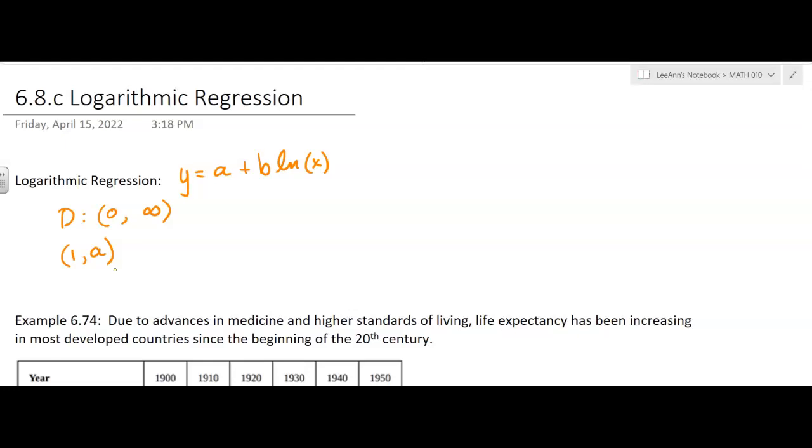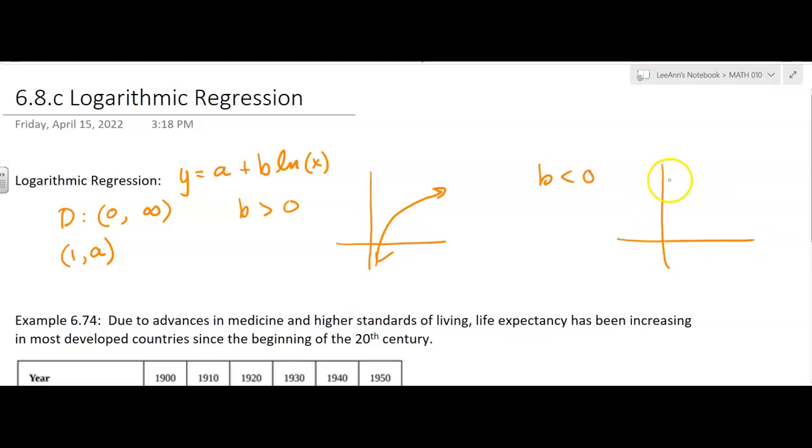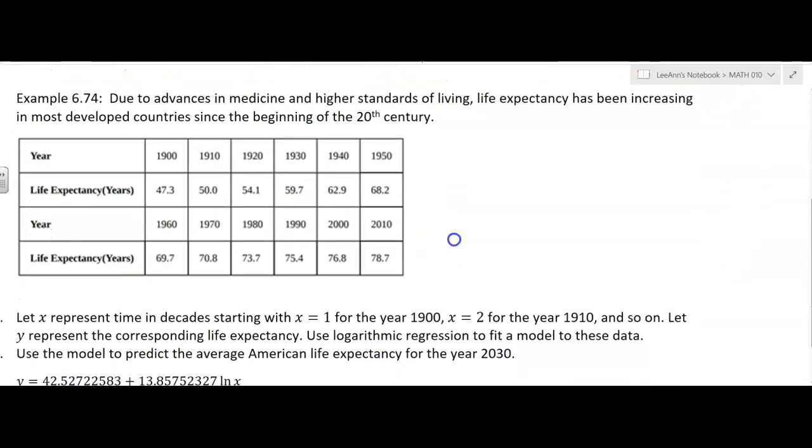Oh, if b is greater than 0, then it's going to be an increasing function. So it's going to look something like this. If b is less than 0, then it's going to be decreasing, and the model looks something like this. Okay? All right, so that's just a review of a logarithmic function. Now let's look at this problem.